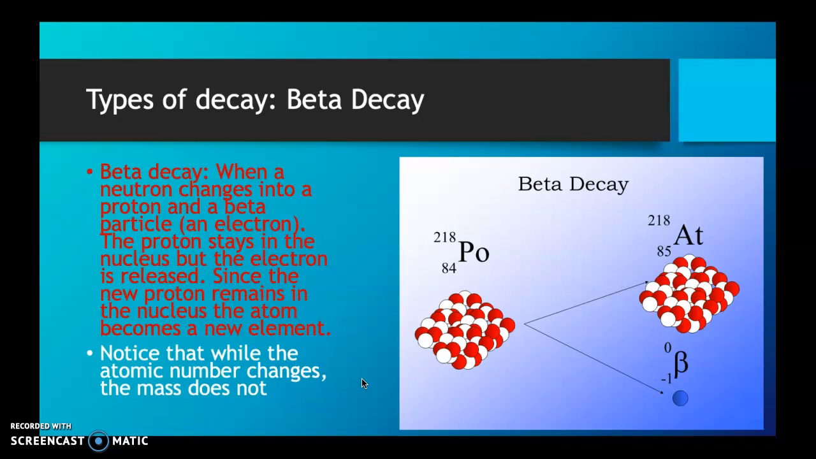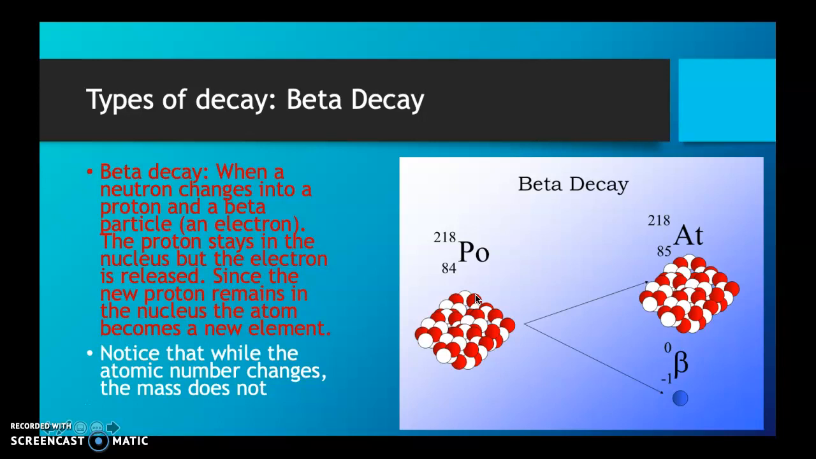So let's talk about beta decay. Beta decay is a little bit different. In this case, it's when a neutron changes into a proton. So what happens, you remember how neutrons are neutral? Well, when an atom undergoes beta decay, the neutron splits into an electron, what we call a beta particle, and that leaves behind a proton. So the neutron changes into a proton.